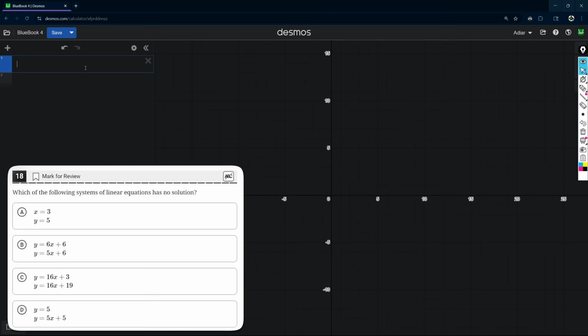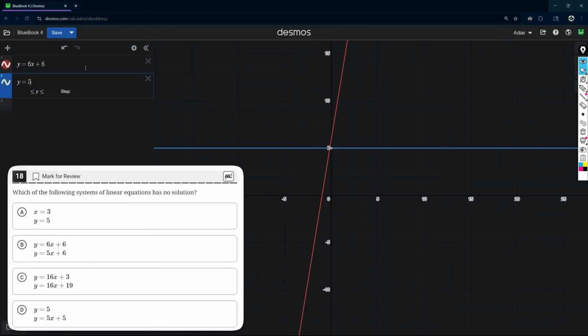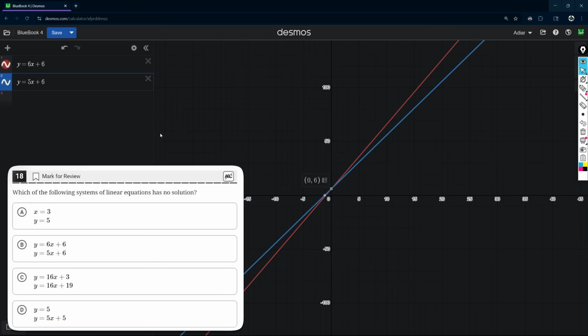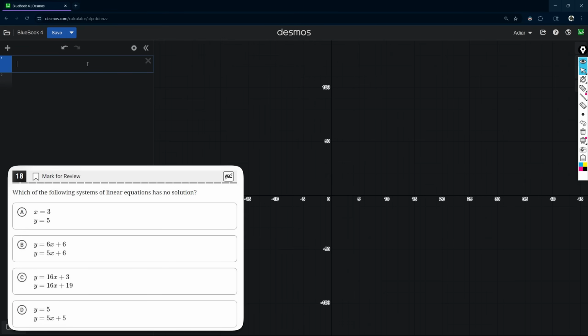With B, we see that they have a different slope. So we do not need to graph it at all, but I will. And we see that they have one solution right here at y equals 0. And in C, we see they have the same slope and different y-intercepts, which is the perfect requirement for having no solutions. And if we graph it, we will see that this is the case.